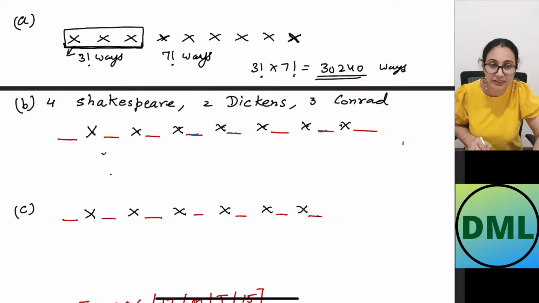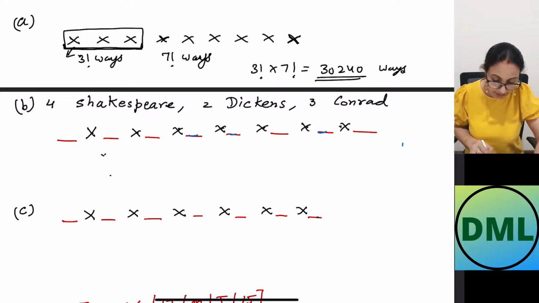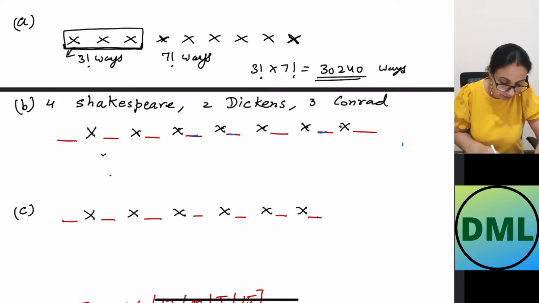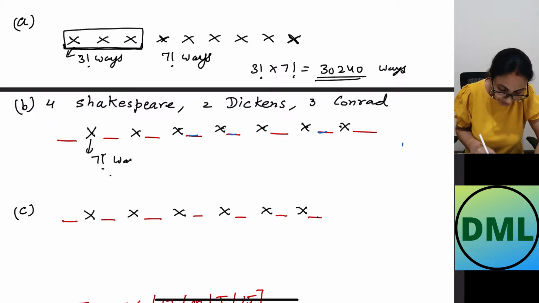And in between these 7 crosses, I have made dashes. So the number of dashes available are 1, 2, 3, 4, 5, 6, 7, 8 dashes where we can fill the Deccan books. Now, 7 books can be arranged in a row in factorial 7 ways.